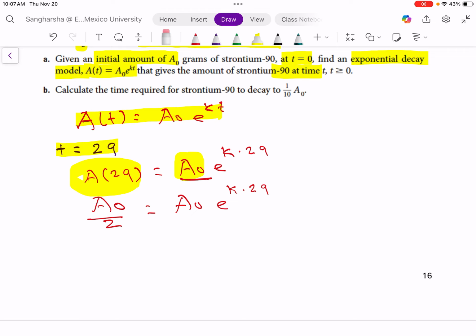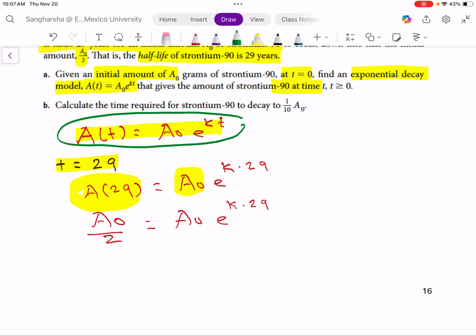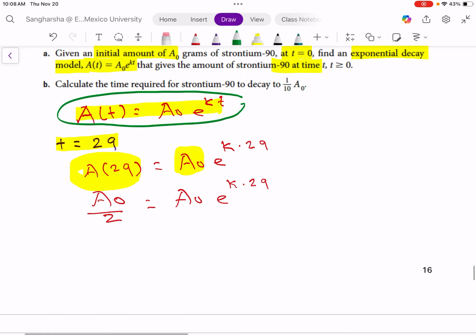So our target is finding the value of k. We substitute in this model, and that is our exponential decay model. Our target is finding the value of k. Now, what kind of equation is this? This is an exponential equation. So we have to solve an exponential equation. Now, how do we solve an exponential equation?